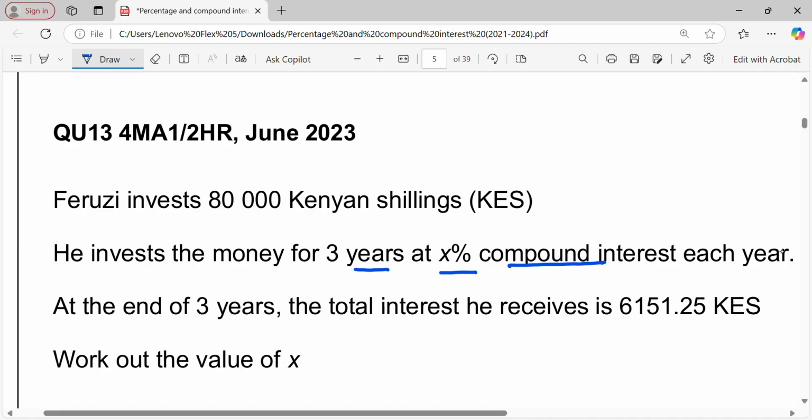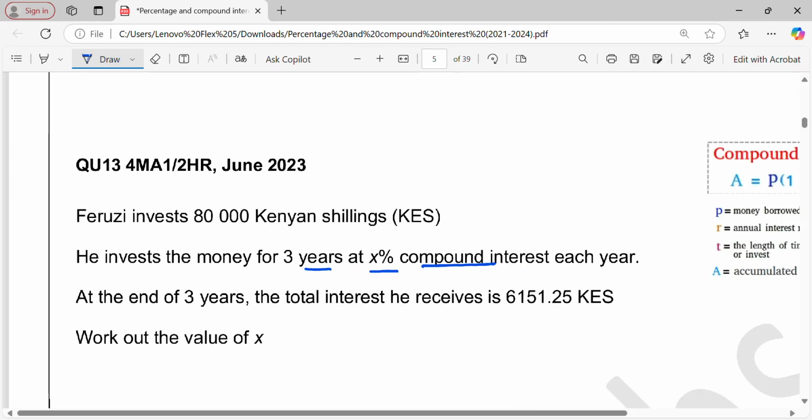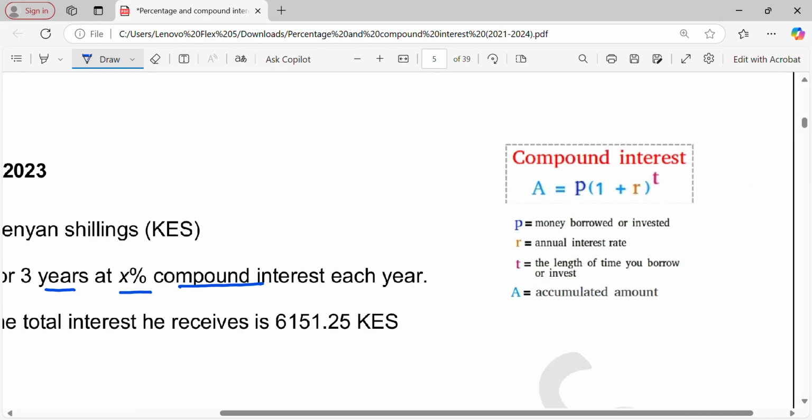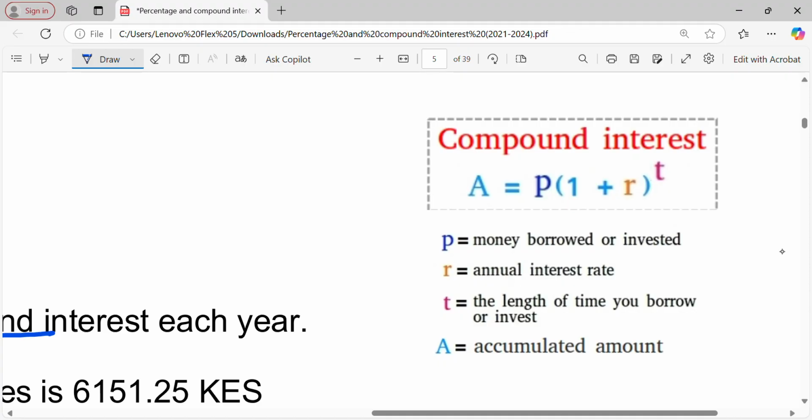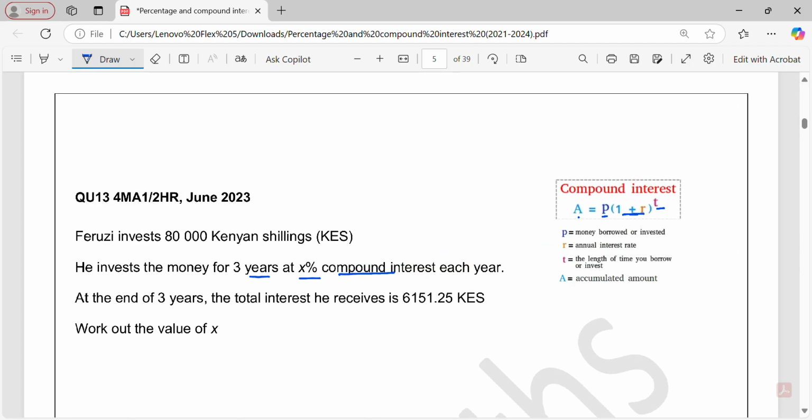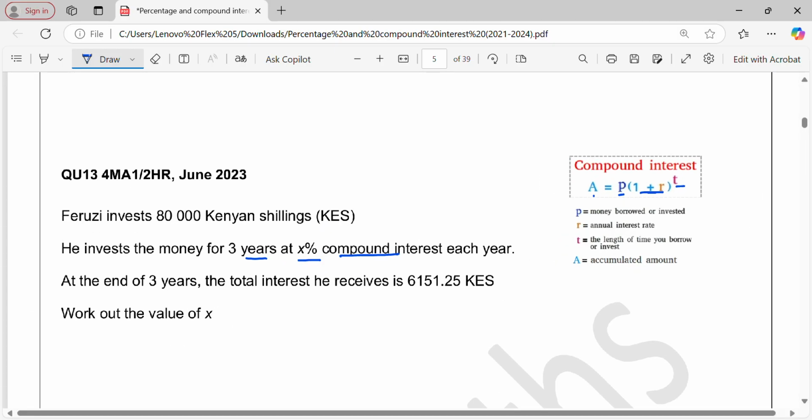Because this is a compound interest question, I should know the formula for compound interest that I've pasted here. P is the amount that we invest, and A is the amount we get after a couple of years, and 1 plus R is the percentage. T stands for number of years. So now let's use this formula for this question.